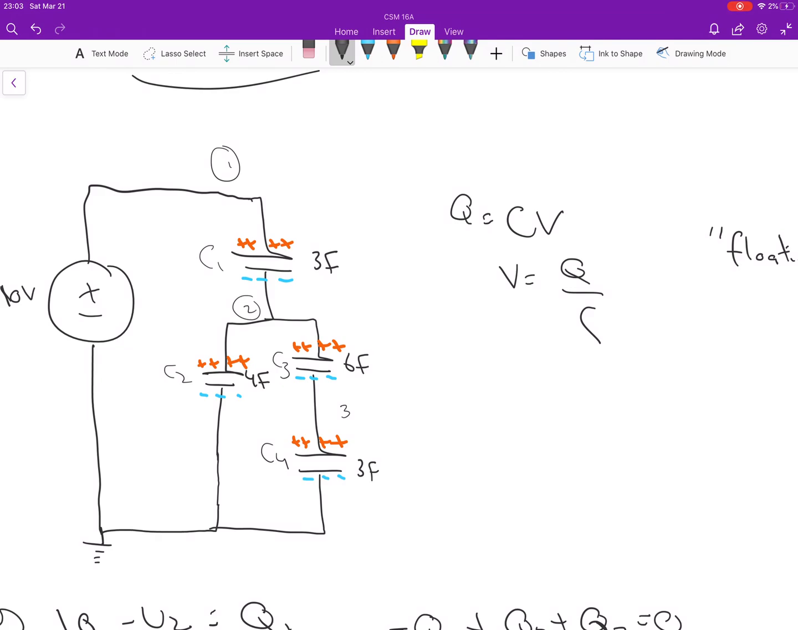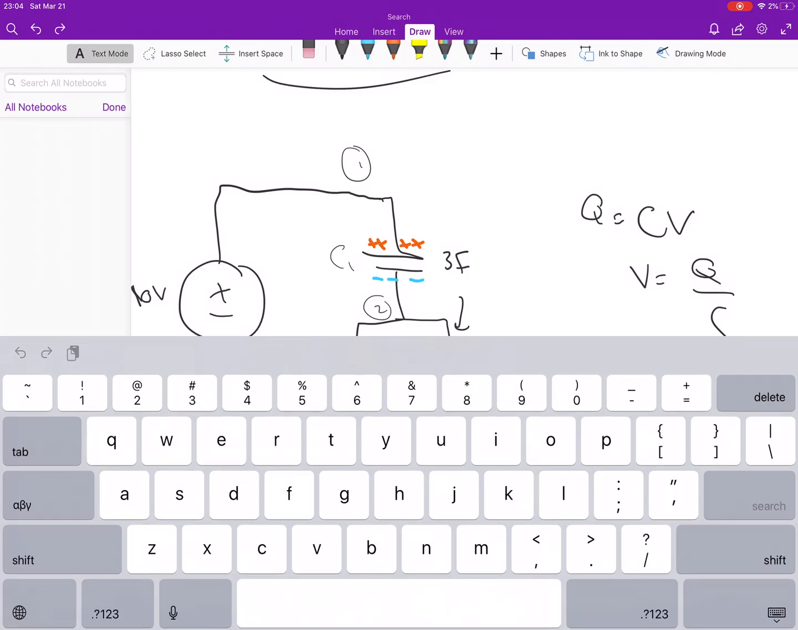If you're not seeing how I'm getting that, I'm just taking the node above, which in this case is U2, and then subtracting the node below, which is U3. And I'm doing above minus below because my above is a positive one. So that doesn't necessarily have to be the case.